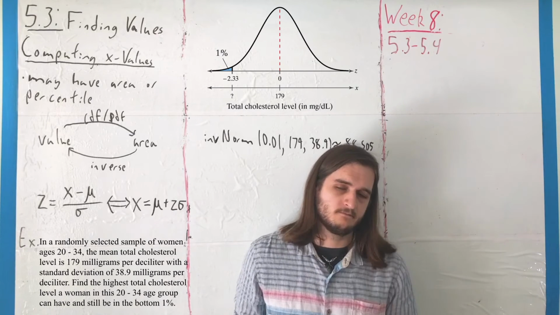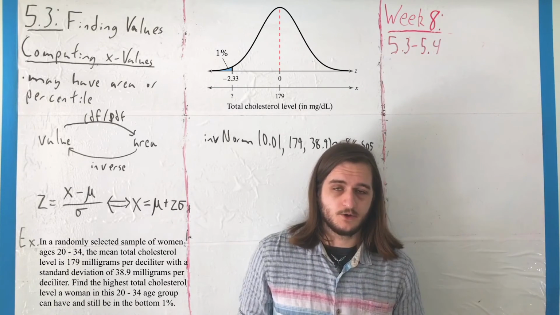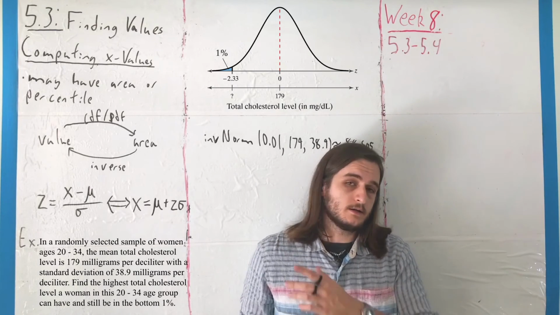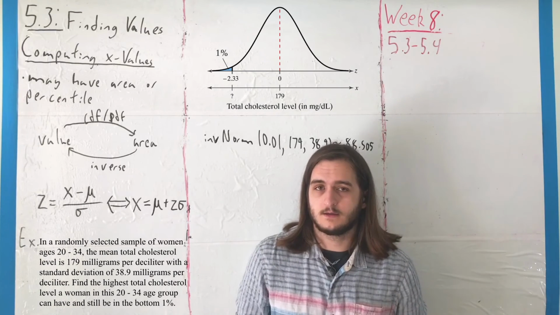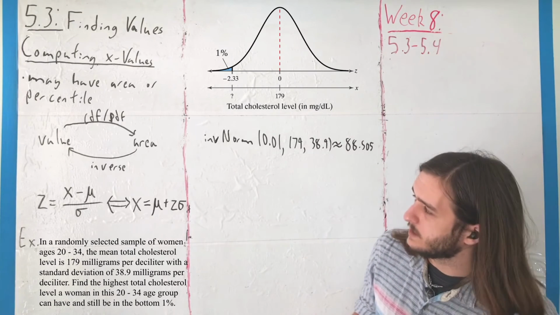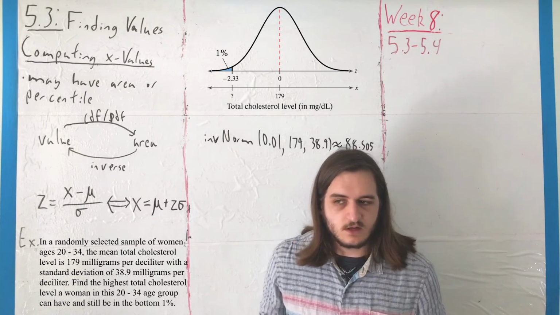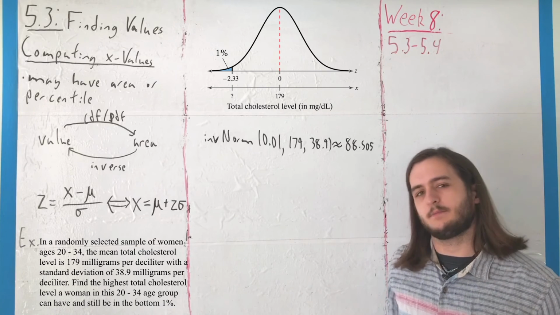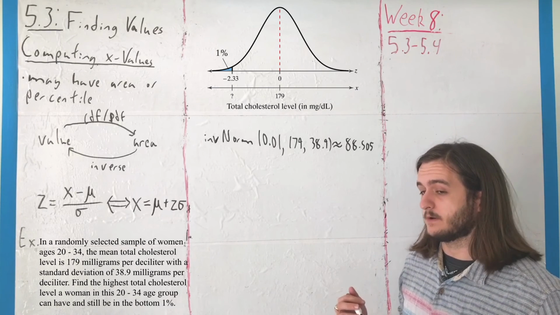Anyway, like I said before, this basically is what it is. Either we need an area given a value, we use our CDFs for that, or we need a value given an area, and we use our inverses for that. 5.1 through 5.3, it's all about the basic computation. 5.4 is going to be a little different.